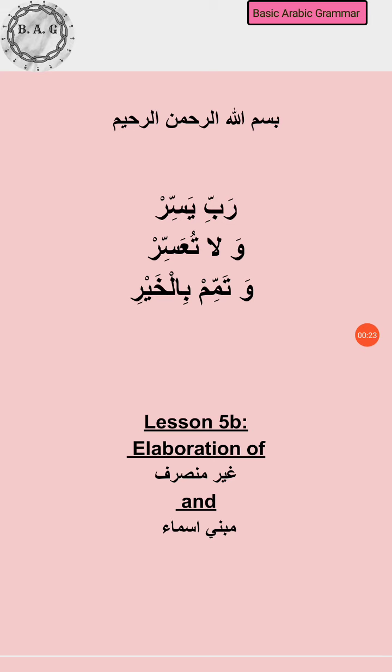In the previous lesson we studied the types of ism and discussed the three groups that an ism can be divided into. This chapter is a continuation of that lesson, and here we are going to elaborate on two of the groups that we studied earlier. So let's get on with it.